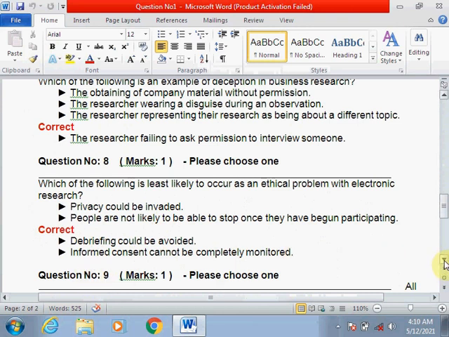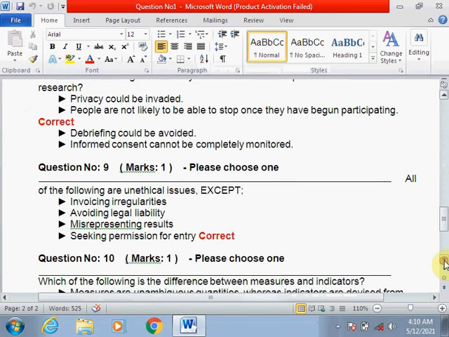Next question number 9, and we see what is asked. All of the following are unethical issues except: invoicing irregularities, avoiding legal liabilities, misrepresenting results, seeking permissions for entry. The correct option of question number 9 is option 4.